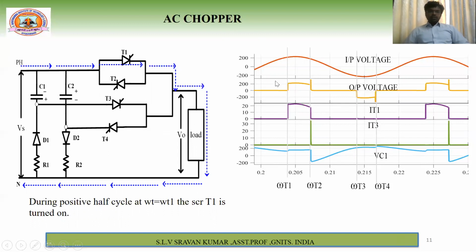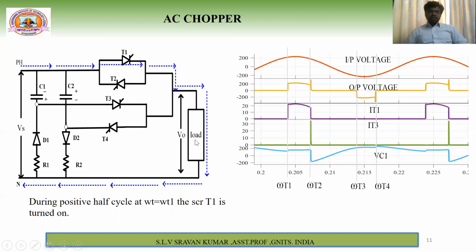Now, first during the positive half cycle at omega t1, T1 is forward biased. Then I am giving the triggering pulse to the positive thyristor T1, because this is phase, this is neutral. So assume this is positive and this is negative. So positive is connected to the anode. So obviously here negative. So therefore it is forward biased. Therefore what happens?